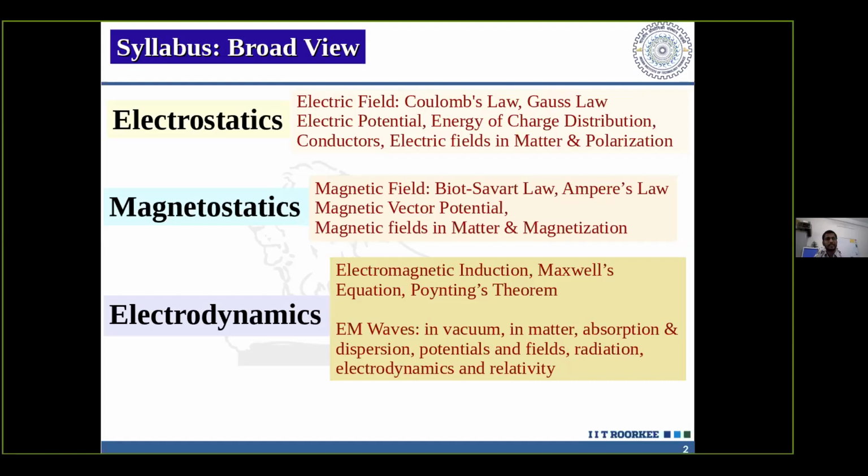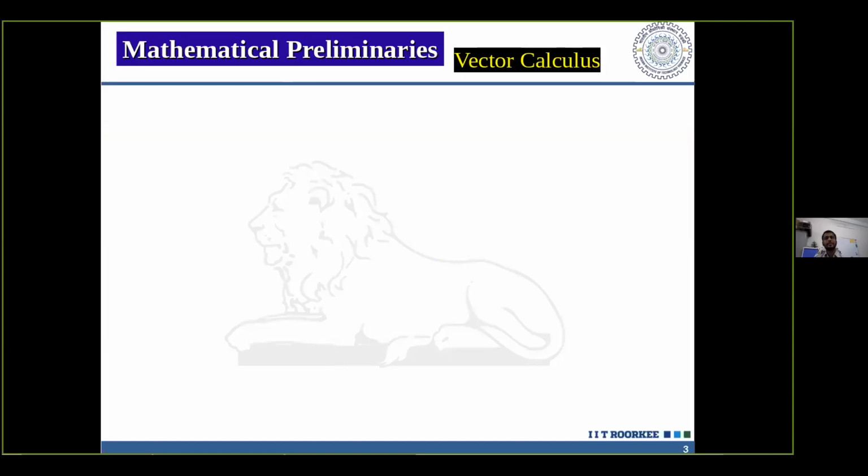Of course, all the topics are very important, but this is one of the core subjects which you will need at most of the places when you go for research. In the present situation, whatever you see around, most of it has some sort of electrodynamics in it. You pick up any gadget, you look at household things, most of them have some sort of electrodynamics in it. So let us now move ahead to mathematical preliminaries.